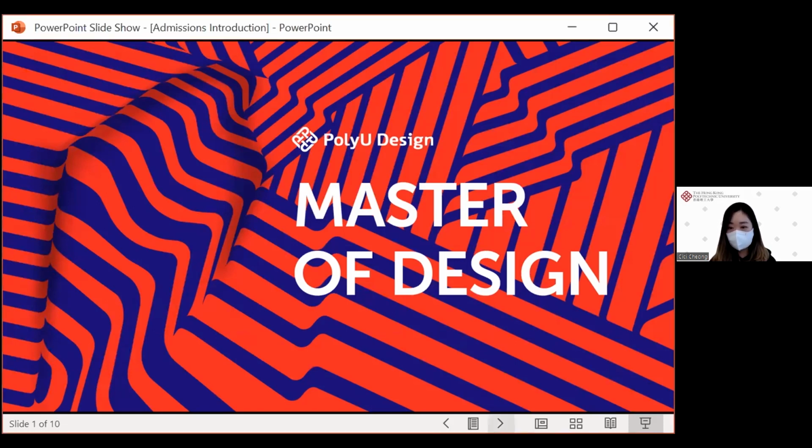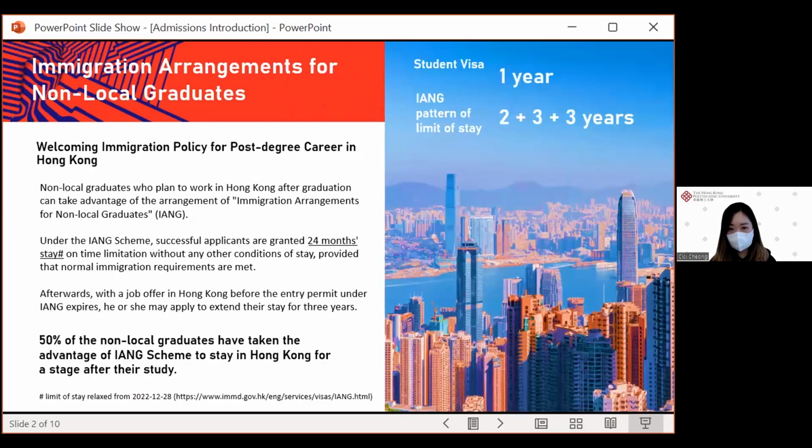Okay, so the first thing is for non-local students. We would like to introduce you to the immigration policy of Hong Kong. If you apply for our program and get the offer, you will have a 1-year student visa. And then after you finish your study in Hong Kong, you may apply for the IANG visa, which is the immigration arrangement for non-local graduates.